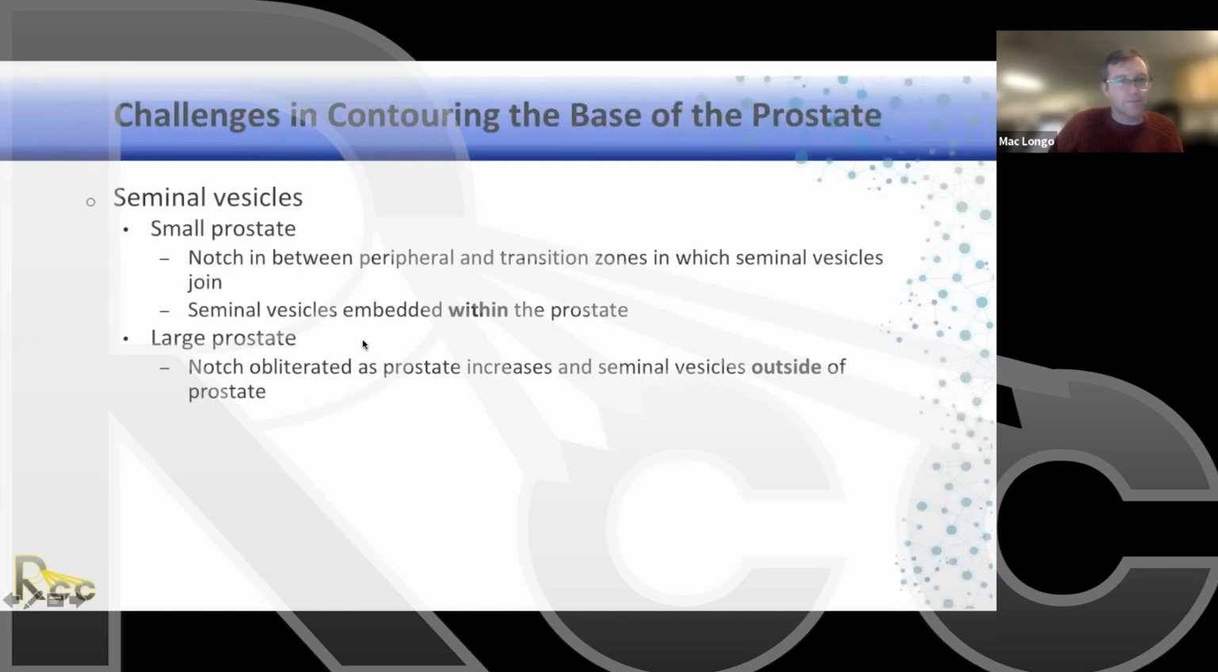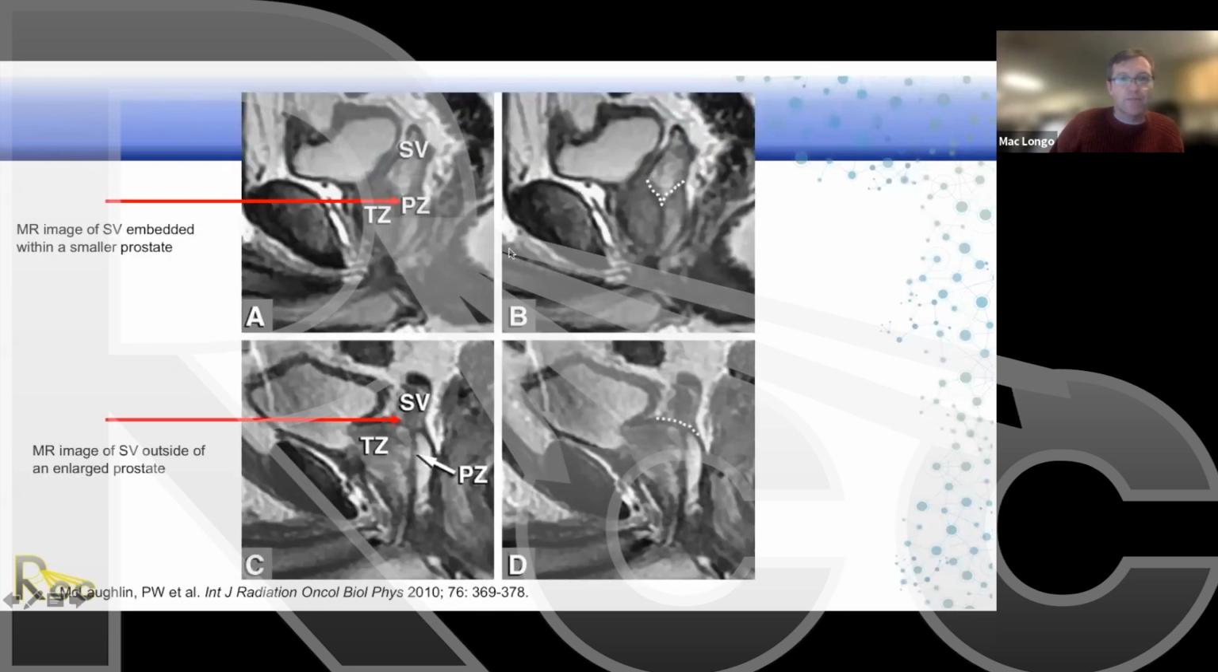But this is just, again, some pros on the seminal vesicles. Again, we talked about how in smaller prostates, they're actually embedded within the prostate, whereas in larger prostates, the seminal vesicles are pushed really outside of the prostate. And we can see this in these sagittal MRI scans.